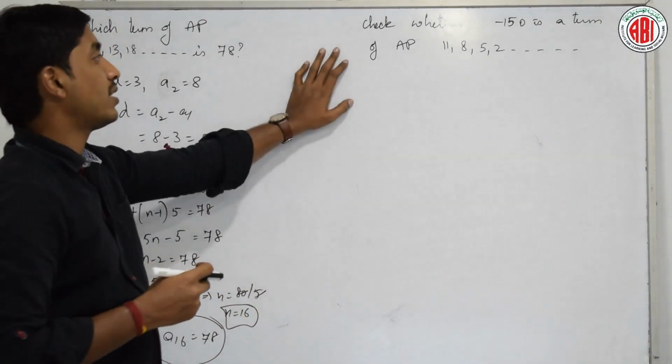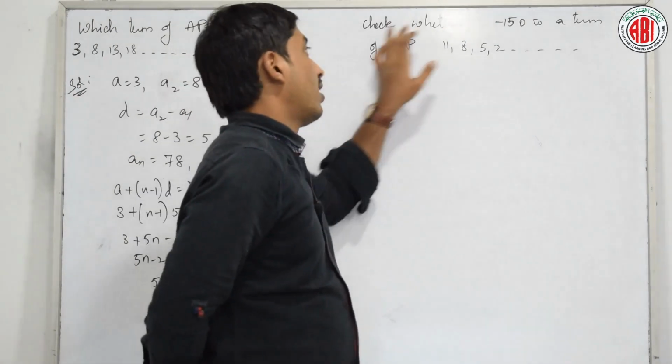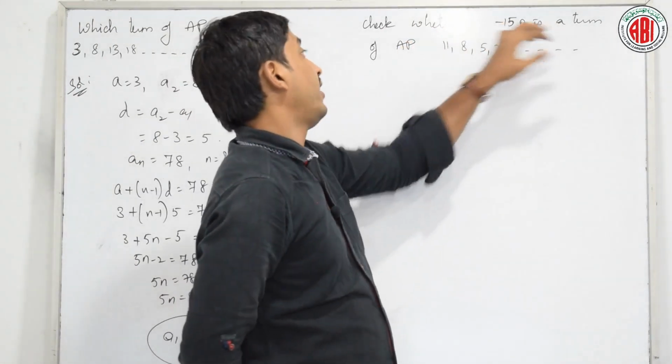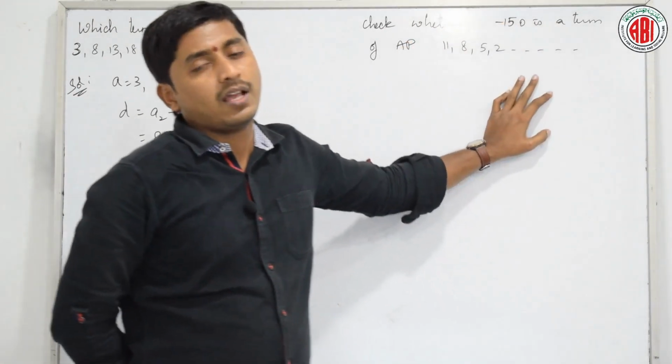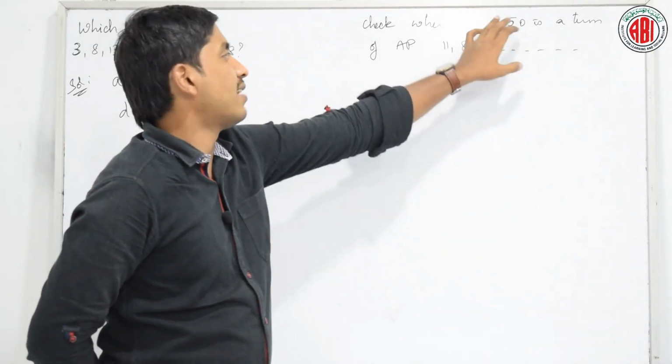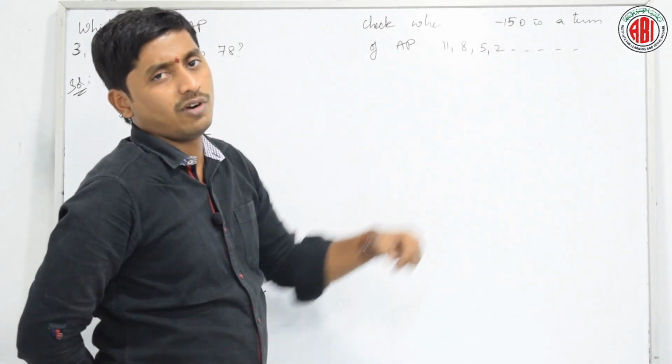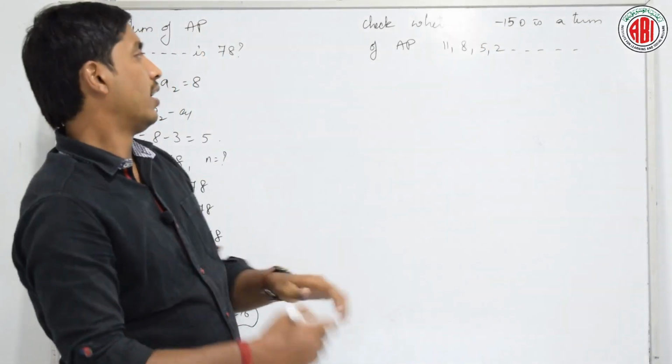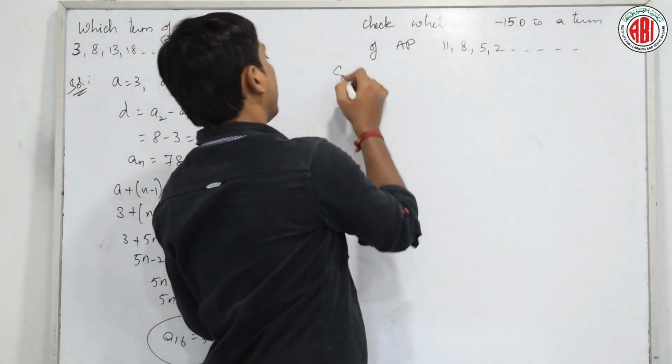Let us check the next question. He is asking us to check whether minus 150 is a term of this AP. How do we check? Let us assume this is some nth term. Let us check what is the value of n.